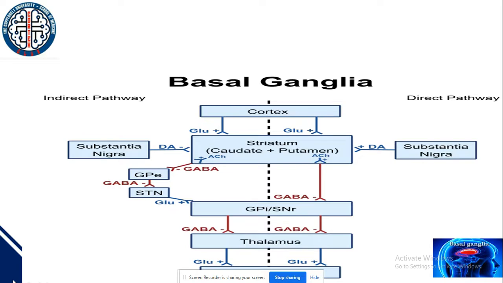So if it acts on the globus pallidus internus, which we said produces GABA, it means we're going to have more GABA released. And once more GABA is released, it's going to act on the thalamus. Now what will happen? The thalamus will produce little glutamate. So once that happens, we are inhibiting the cortex. So that's the indirect pathway and the direct pathway.